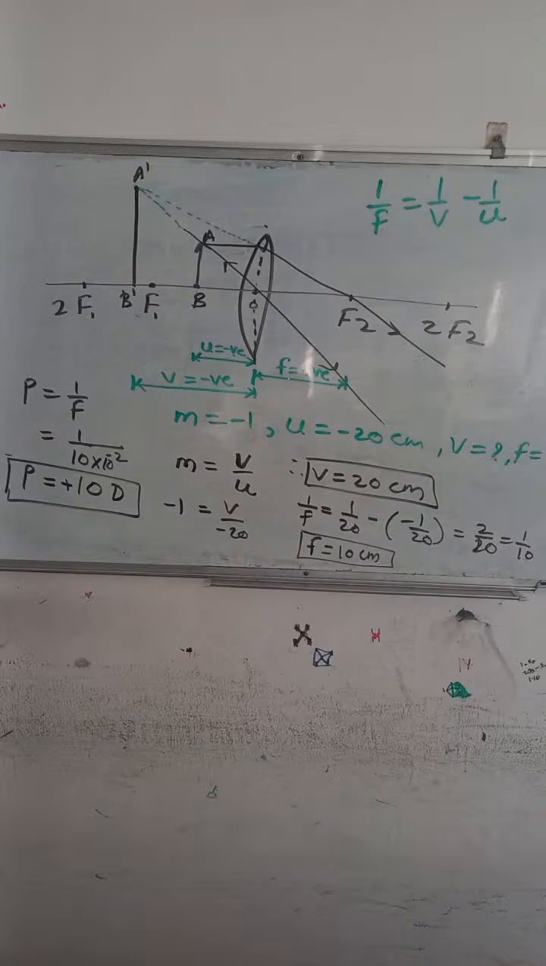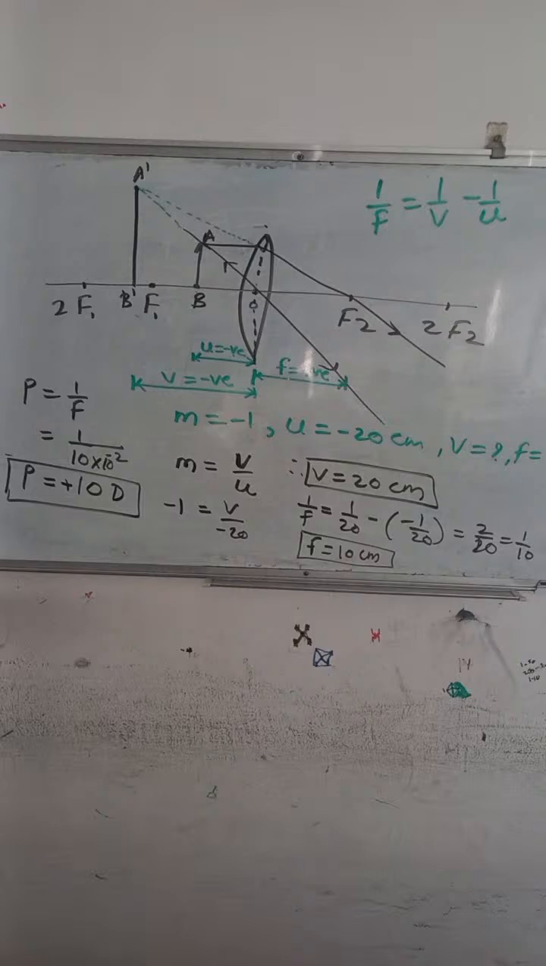So I will read the question one more time. Define optical center of a spherical lens. B. A divergent lens has a focal length of 20 centimeter. At what distance should an object of height 4 centimeter from the optical center of the lens be placed so that its image is formed 10 centimeter away from the lens? Find the size of the image also. And last bit, draw the ray diagram to show the formation of image in the above situation.